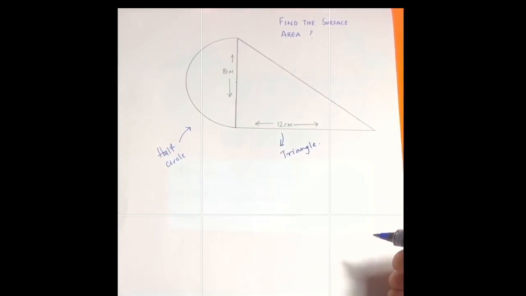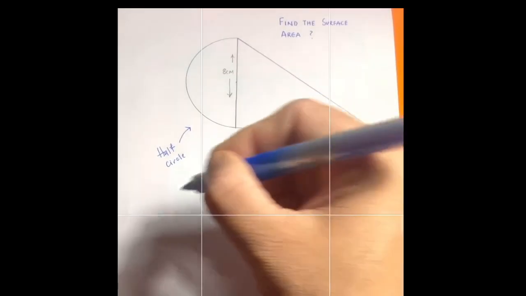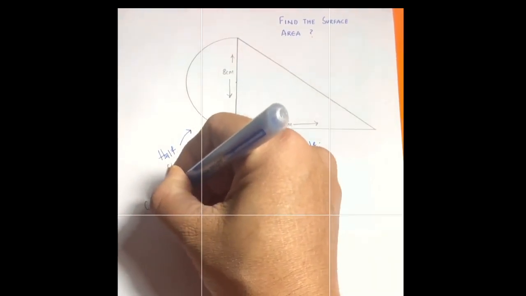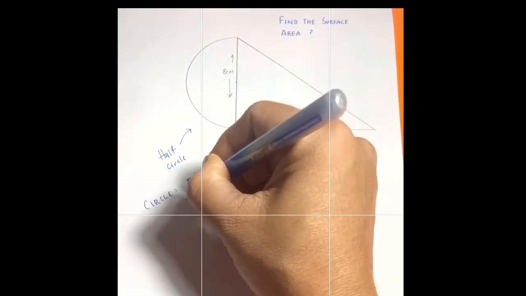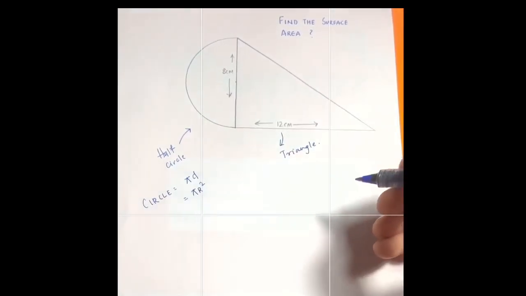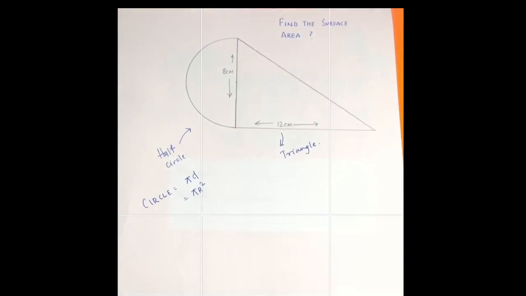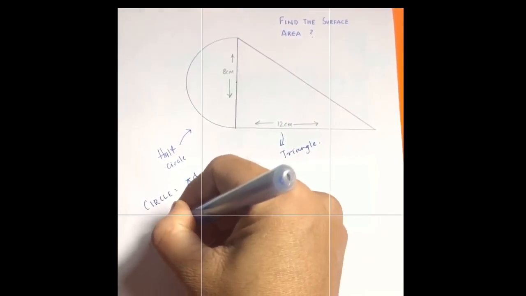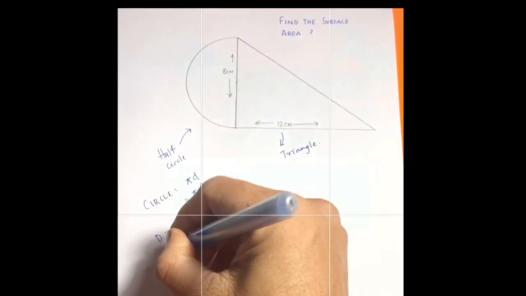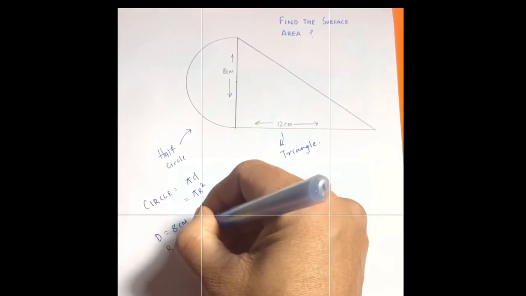Now we know the surface area formula for the circle, which is either pi d or pi r square. So let's target the circle first. In this one the diameter is 8 centimeter, so we know the radius is 4 centimeter.